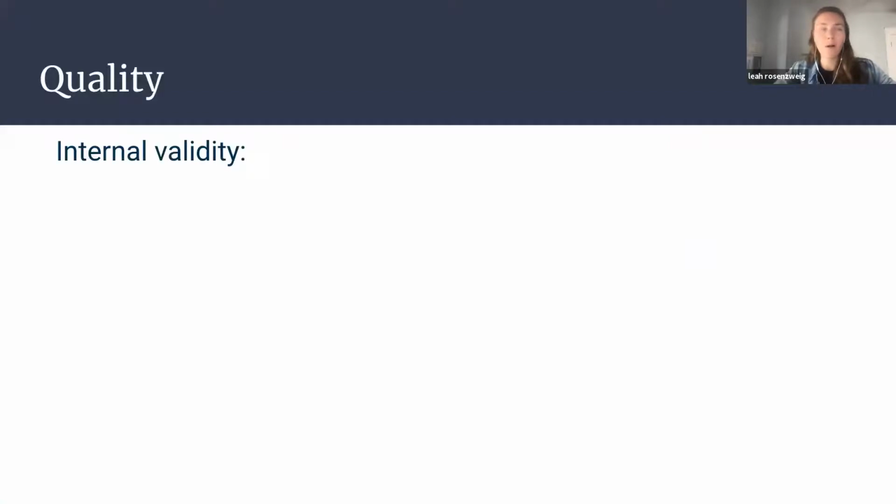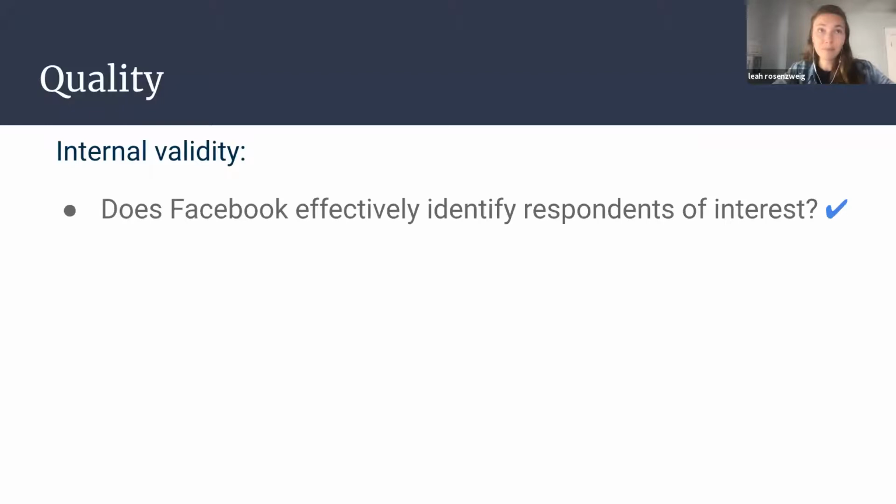So what do I mean by quality? We talk about it in terms of internal validity and external validity. First, does Facebook effectively identify respondents of interest? Meaning, if we're targeting women of a certain age, is Facebook going to send our ads to women of a certain age?